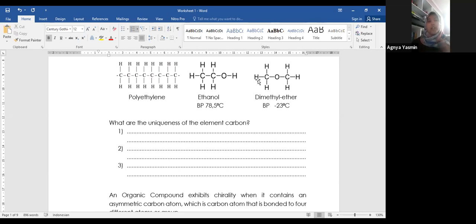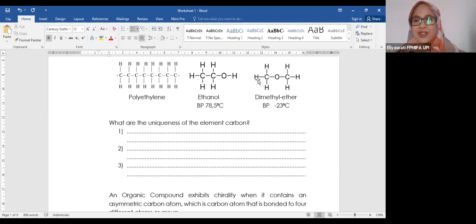If it wants to form ionic bond, carbon must either gain or lose 4 electrons. That's the answer. So the element should easily release electrons or gain electrons. So that's the element that can form the ionic bond.